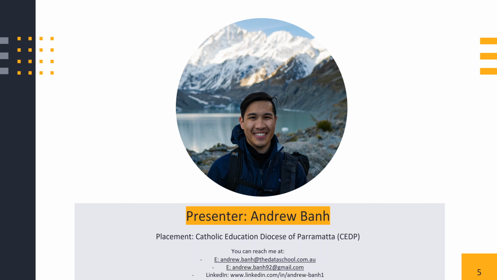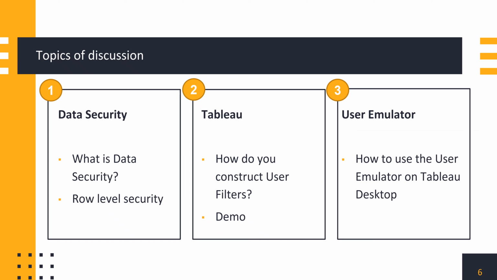Right, so now on to the main part of the TTT talk. I like doing things in threes, mainly because it's a good way of remembering things, and also because I only have to do three things and not 10. So here are the topics for today. We're going to start with some basics, things like what is data security and what is row level security. Then we're going to take this knowledge into Tableau Desktop itself and construct user filters. Then we're going to cap it off with some user emulators. So that's basically seeing what certain users see and what they can't see. Nothing too creepy there, I promise.